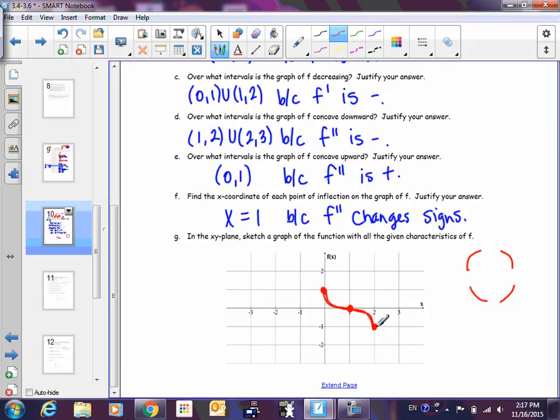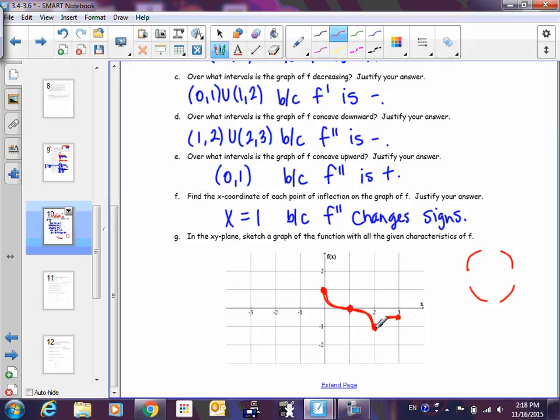Okay, from 2 to 3. My y values are negative, so I need to stay below the x-axis. Positive, which means increasing, so I can only increase a little bit. And then a negative, so I need to do a concave down piece. And I stayed below the x-axis because the table said my y values are negative.